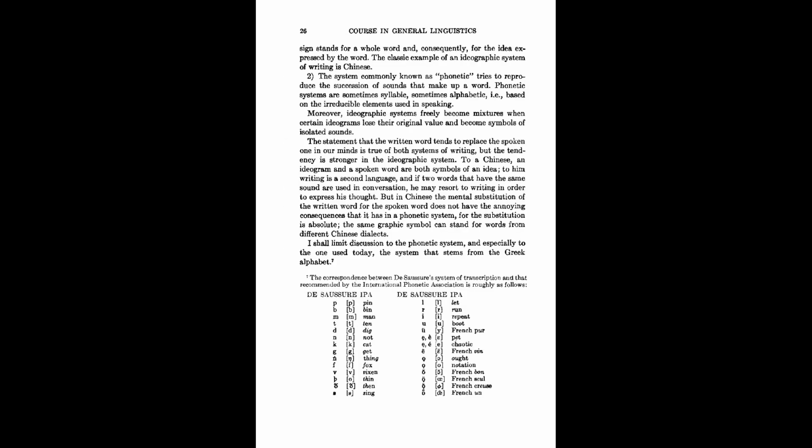2. The system commonly known as phonetic tries to reproduce the succession of sounds that make up a word. Phonetic systems are sometimes syllabic, sometimes alphabetic, based on the irreducible elements used in speaking. Moreover, ideographic systems freely become mixtures when certain ideograms lose their original value and become symbols of isolated sounds. The statement that the written word tends to replace the spoken one in our minds is true of both systems of writing, but the tendency is stronger in the ideographic system.